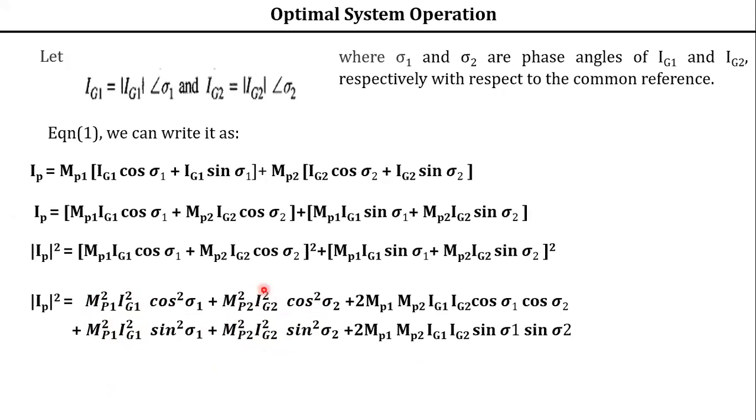mp2 square ig2 square is common here, isn't it? This one is common. So take it common outside in these two terms. So what is left out inside the bracket? Sine square sigma 2 plus cos square sigma 2. And sine square sigma 2 plus cos square sigma 2 is 1. So what is the resultant term of these two terms? mp2 square into ig2 square, isn't it? So that's what I am showing here.